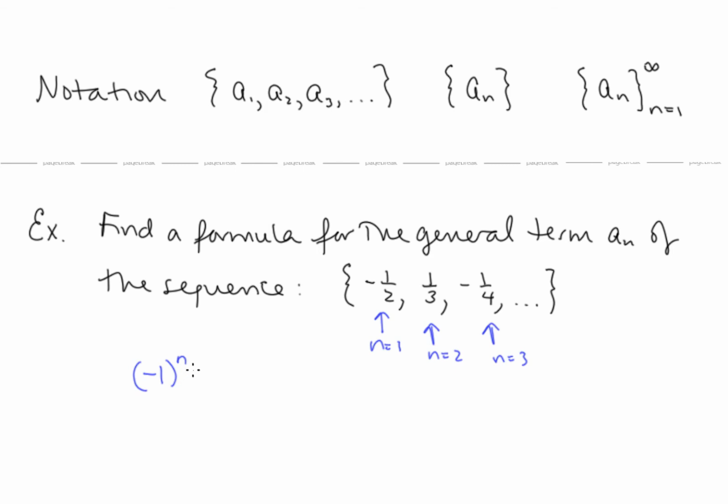But what else do we need? We notice that we're dividing here. For n equals 1, we're dividing by 2. For n equals 2, we're dividing by 3. For n equals 3, we're dividing by 4. So we are dividing here by n plus 1. And so this is the formula we're looking for. It says find a formula for the general term a sub n. There we go. That's a sub n for us.